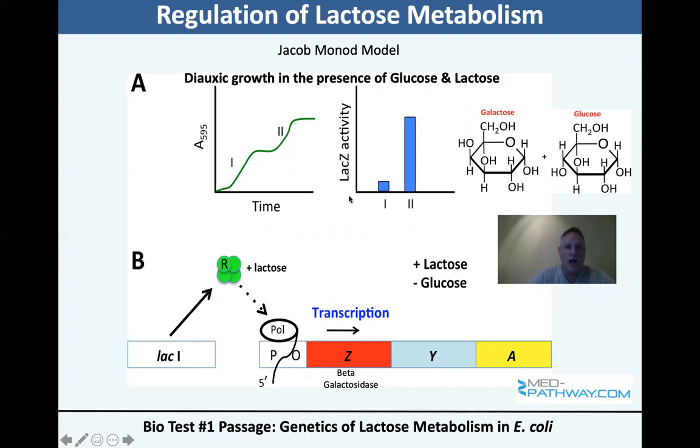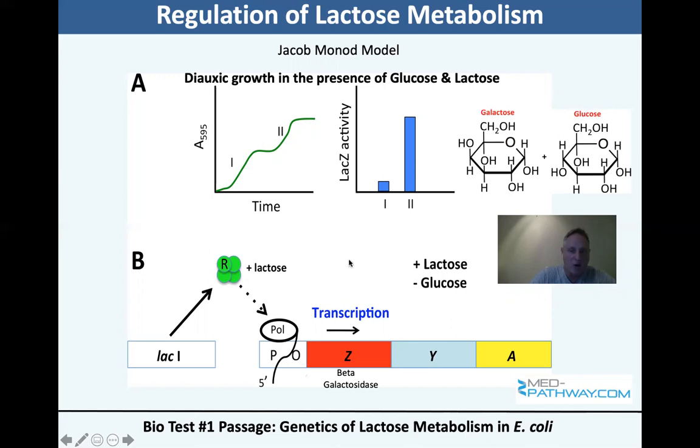And what he figured out genetically was that the lactose operon only uses lactose when lactose is available, with the exception of glucose. So glucose goes first. And so you have three genes, Z, Y, and A, where Z is the beta-galactosidase gene, and it actually cleaves lactose into galactose and glucose.